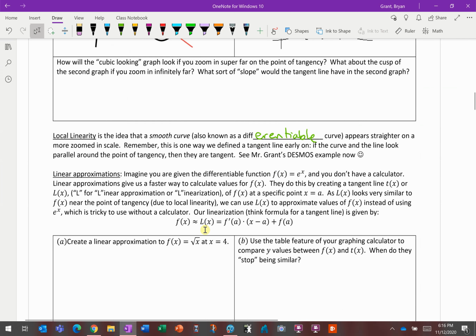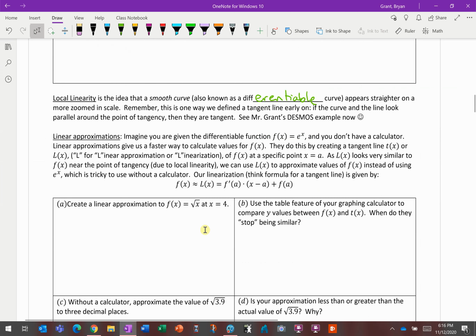Now, what the heck are we doing today? Well, we're going through the idea of linear approximations. So let's imagine we're given some sort of function. In this case, I'm going to use the function f of x equals e to the x, and you don't have a calculator. Well, linear approximations give us a pretty quick way to calculate values for f of x, for e to the x in this case, without a calculator. And they don't give us a perfect answer, but they give us a close answer.